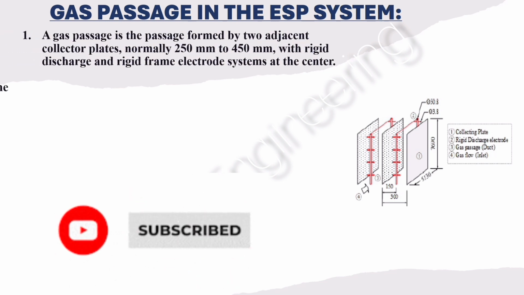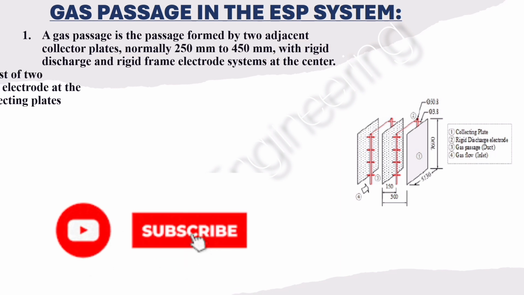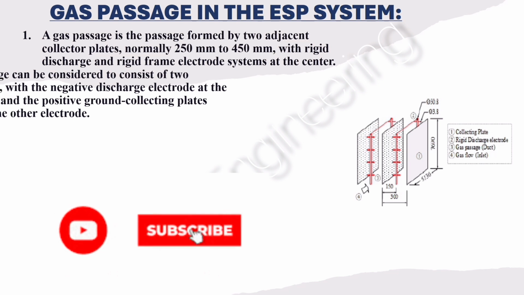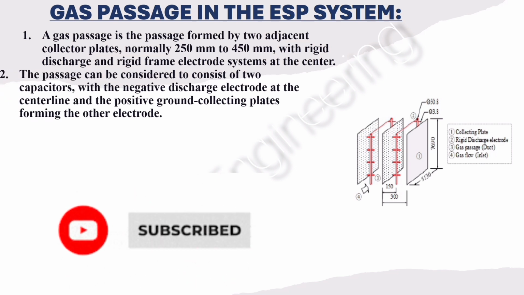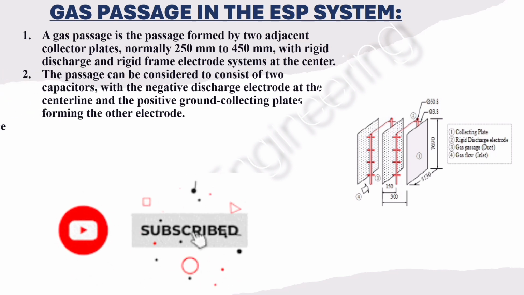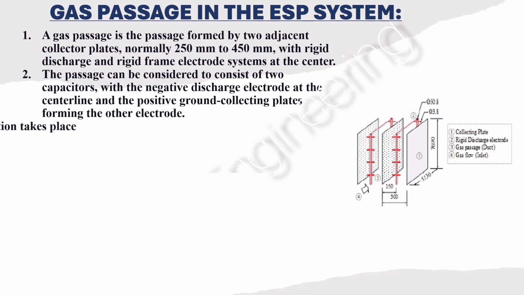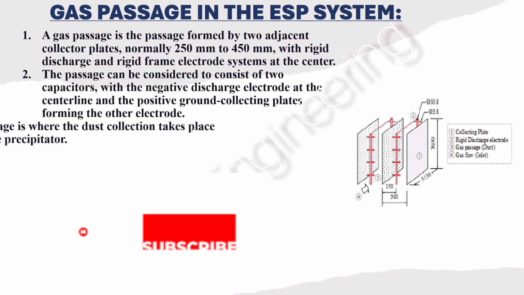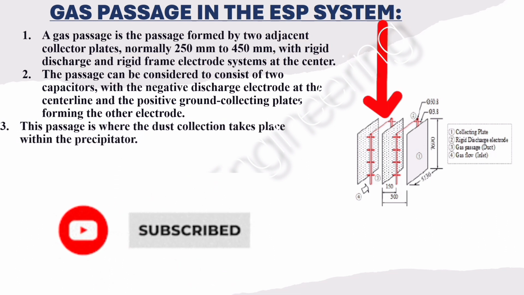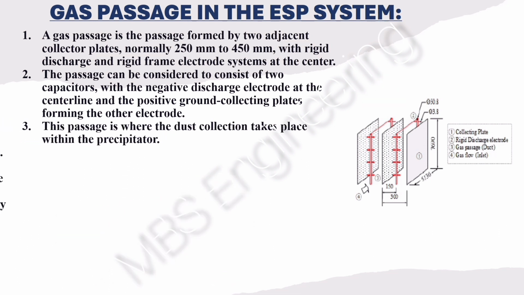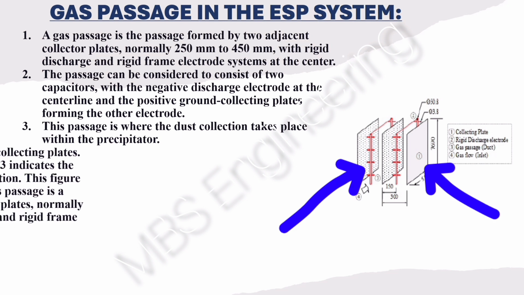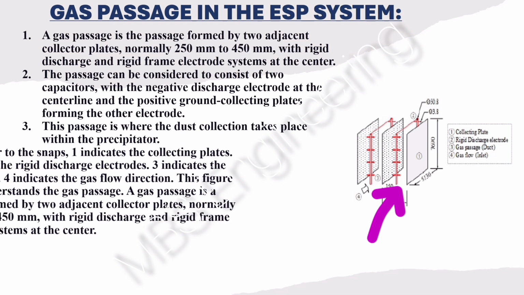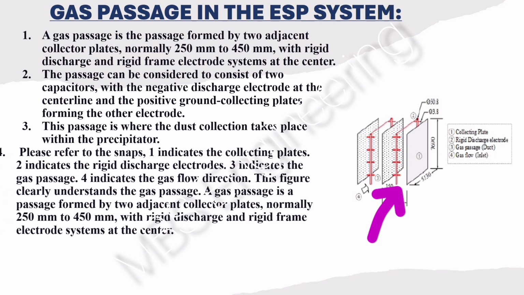First point, a gas passage is the passage formed by two adjacent collecting plates, normally 250 mm to 450 mm, with rigid discharge and rigid frame electrode systems at the center. Second point, the passage can be considered to consist of two capacitors, with the negative discharge electrode at the center line and the positive ground collecting plates forming the other electrode. Third point, this passage is where the dust collection takes place within the precipitator.